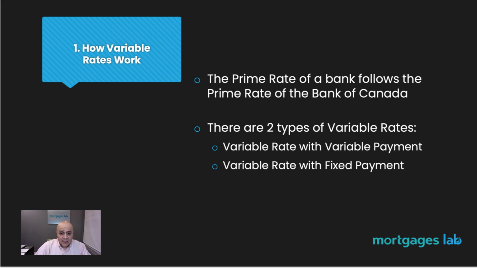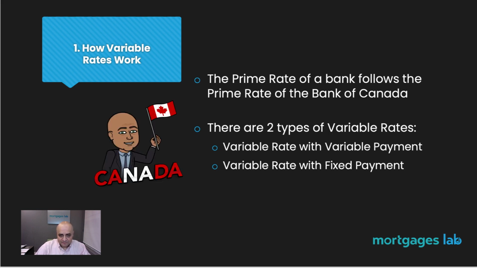Now, the prime rate of a bank follows the prime rate of the Bank of Canada. What this means is that variable rates are managed by the government of Canada, by the Bank of Canada, the central bank, okay? So it's a very thoughtful process and a very secure process because it's not left out in the wild in the markets. It's basically a government decision based on the well-being of the economy and the people, okay?